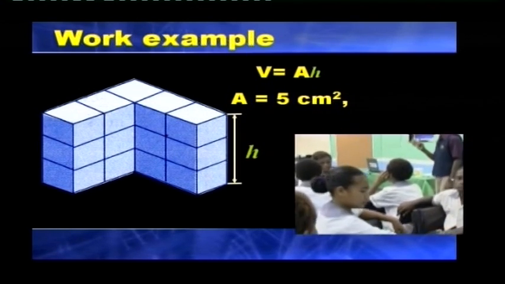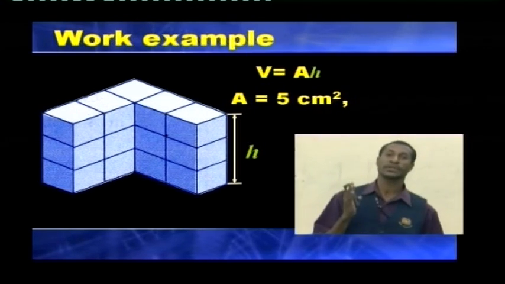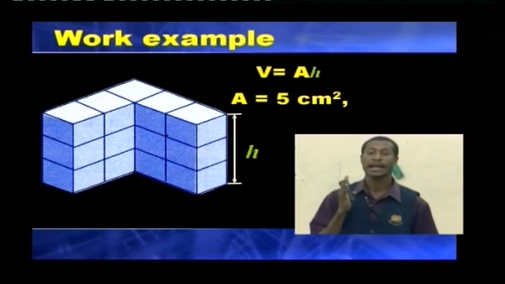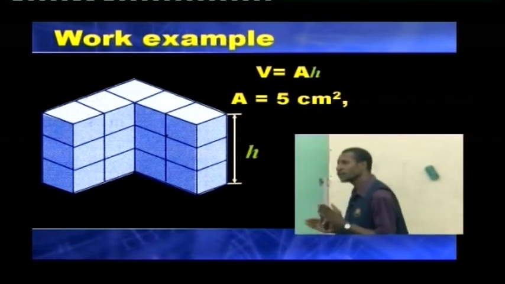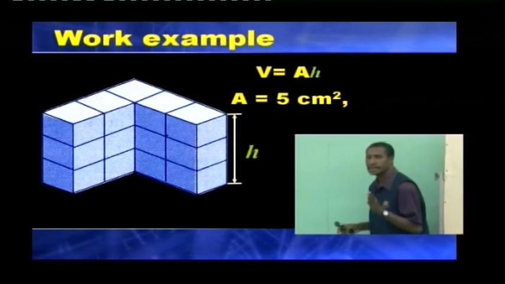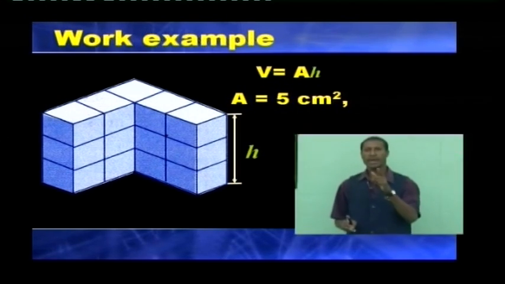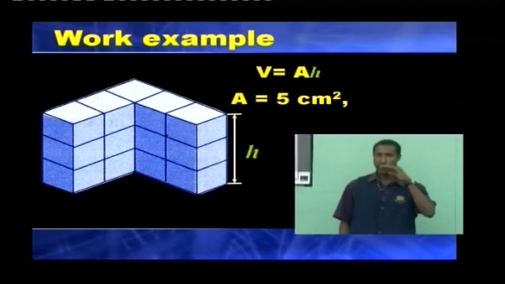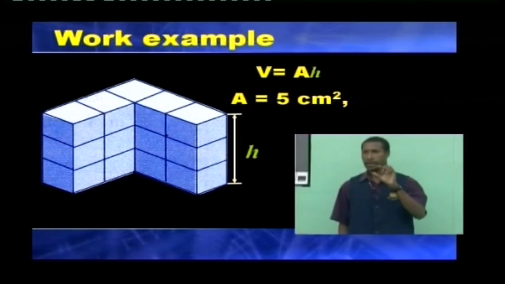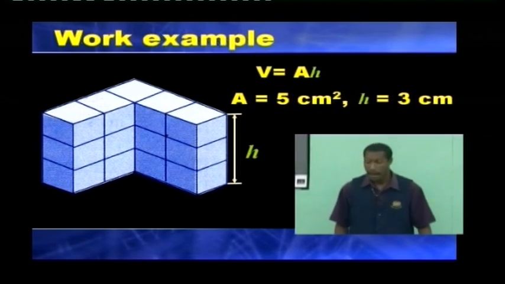It is not 3 cubic centimeter, it is not 3 square centimeter, but it is 3 centimeter. Now, the height of that prism is 3 centimeter. You can see from the prism that has been given, it has 3 layers. So, the height is always the same as the layers. So, 3 centimeter is the height of the prism.